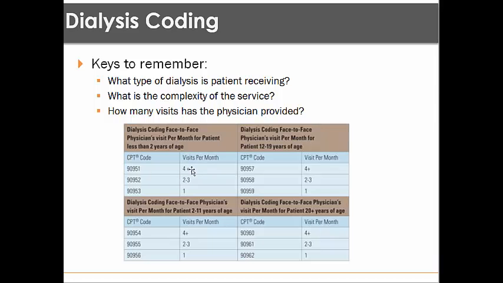And then depending on whether it's 4 or more visits per month, or 2 to 3 visits per month, that would be 90952. If it's 1 visit per month, 90953. So this is just a little graph of those visits per month. And the next part, you'll go into injection and infusion coding.